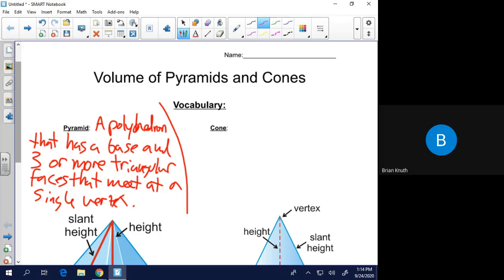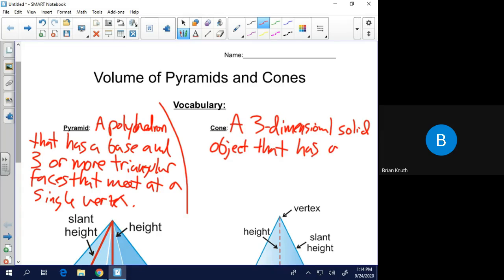Next word is a cone. Cone is a three-dimensional solid object that has a circular base and a single vertex.